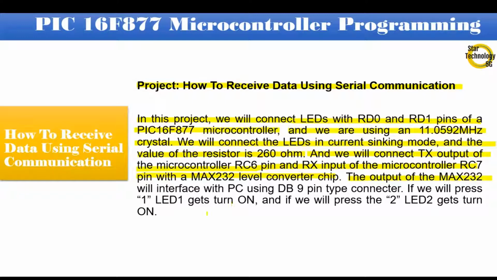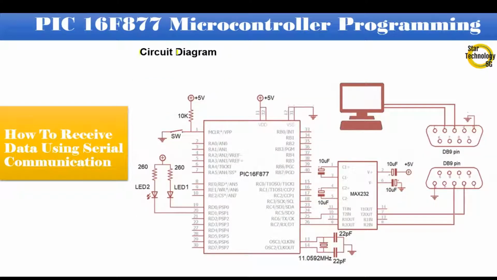The output of the MAX232 will interface with the PC using a DB9 pin type connector. If we press 1, LED 1 gets turned on, and if we press 2, LED 2 gets turned on. Here is the circuit diagram we are using in our project.